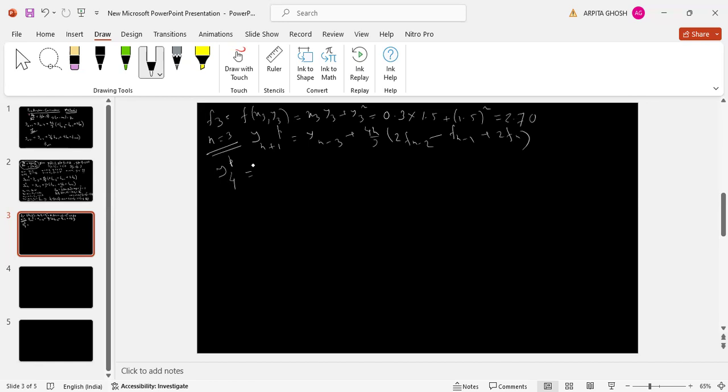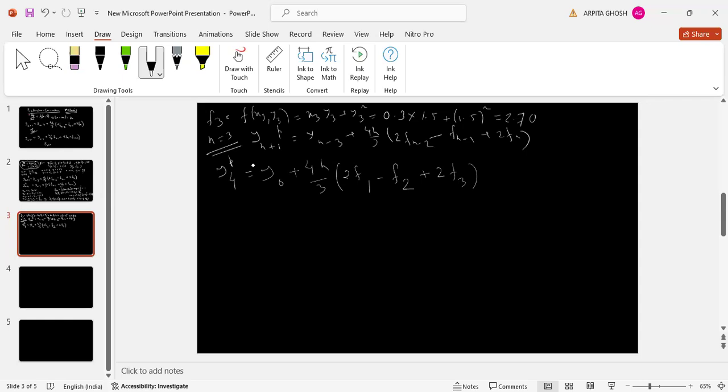So y4 predicted will be what? Y4 predicted, we are putting n equal to 3. So this is y0 plus 4 into h by 3 into 2f3 minus 2, that is f1, minus f2, plus 2 into f3. We have put n equal to 3. So y0 plus 4 into h by 3 into 2f1 minus f2 plus 2f3.